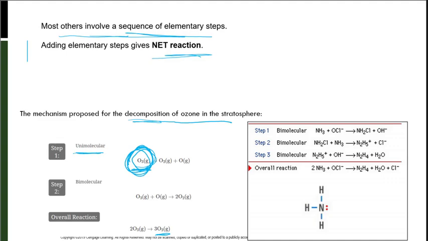So when I take that O3, we think maybe it breaks down into an O2 and an O. We bring down that intermediate O, bombard it with an O3, and we get 2 O2s.